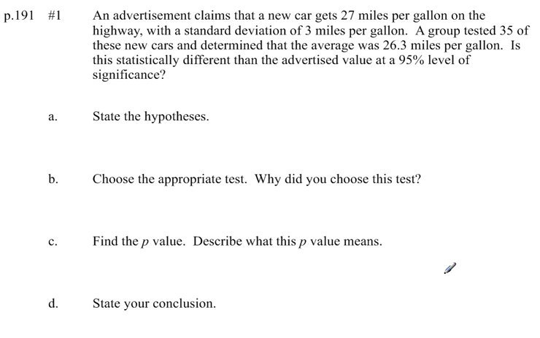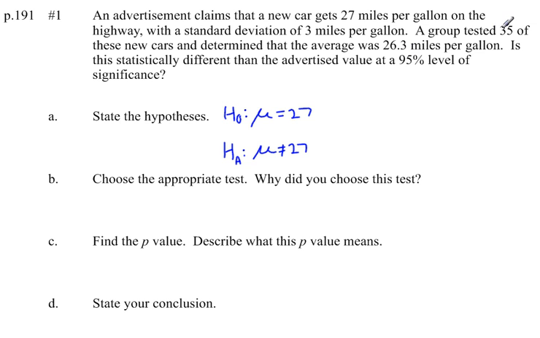Now, what this is really saying is that the company is claiming the car gets on average 27 miles per gallon. Okay, so the average car you buy is going to get 27 miles per gallon. So our null hypothesis is that the average miles per gallon of these cars is equal to 27. So we are going to test that claim. So our alternate hypothesis is that the average does not equal 27 miles per gallon.